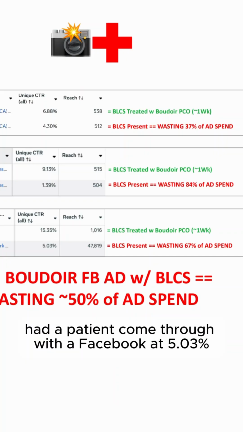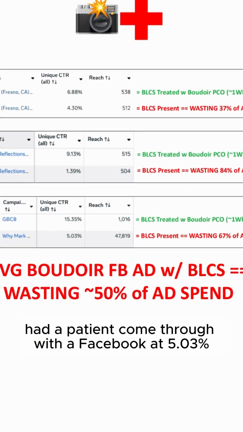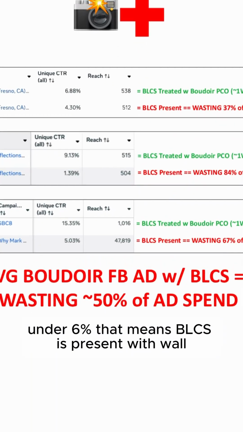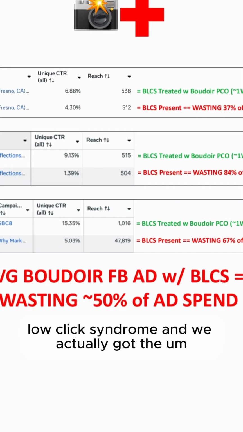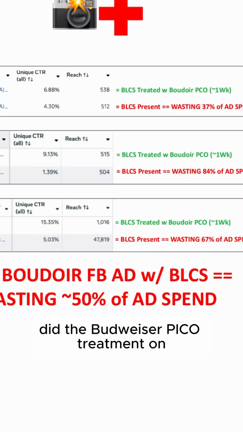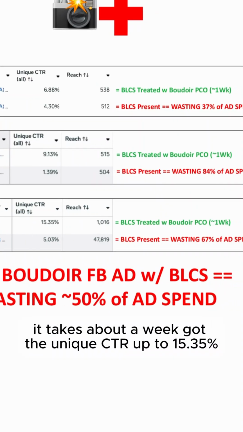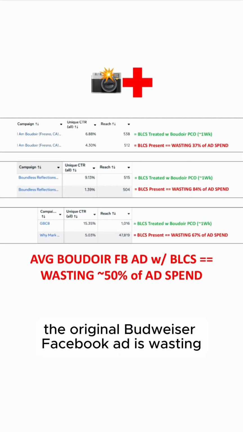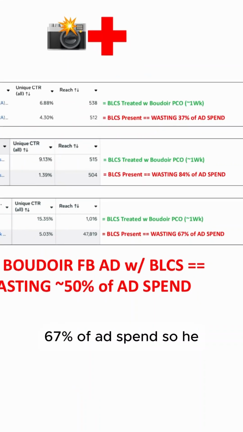Finally, had a patient come through. Boudoir Facebook ad at 5.03%, under 6%. That means BLCS is present, Boudoir low click syndrome. And we did the Boudoir Pico treatment on it. It takes about a week. Got the unique CTR up to 15.35%. So we found out the original Boudoir Facebook ad was wasting 67% of ad spend.